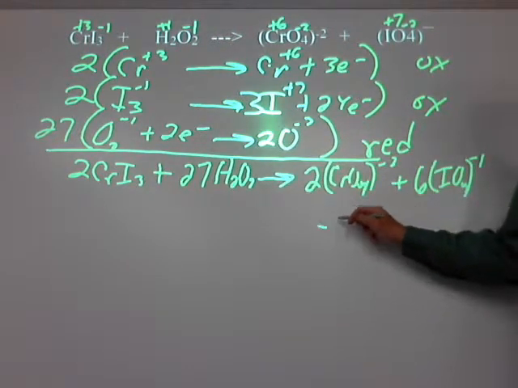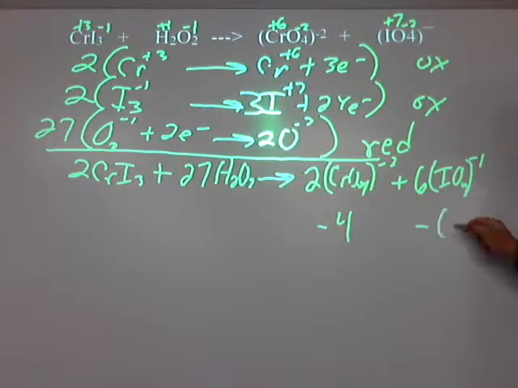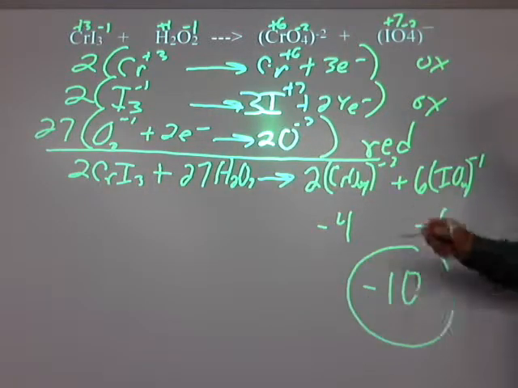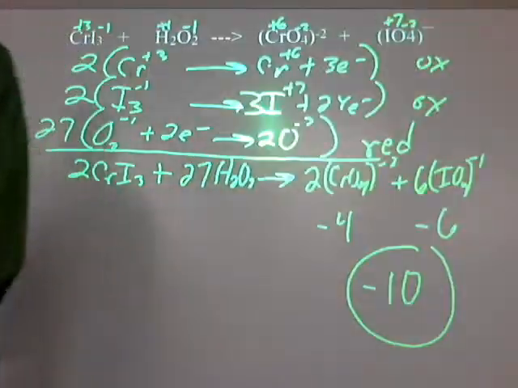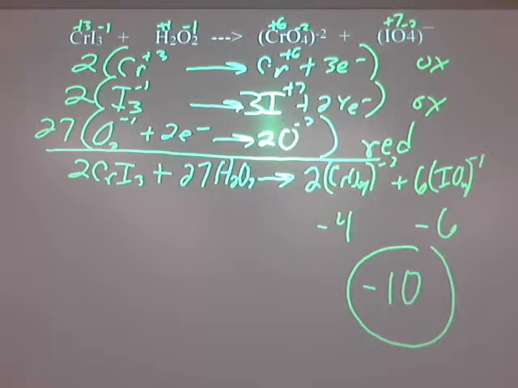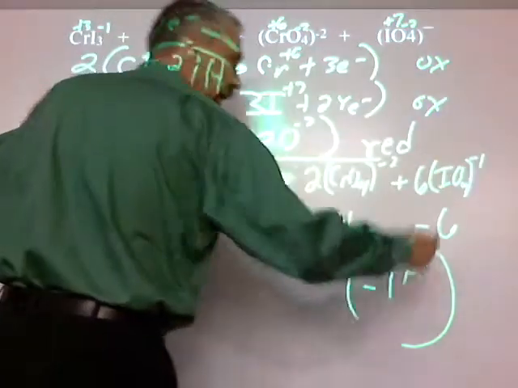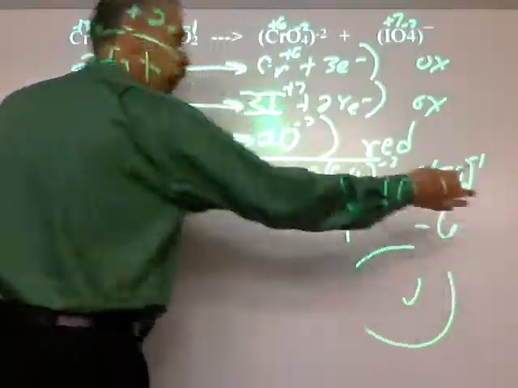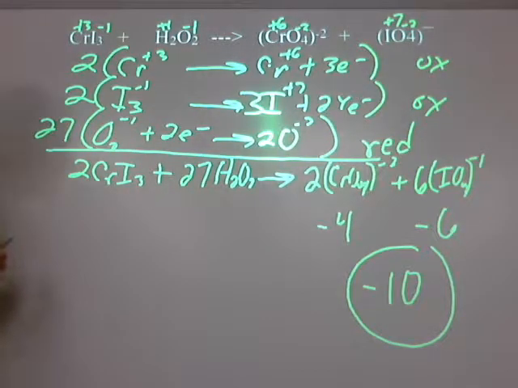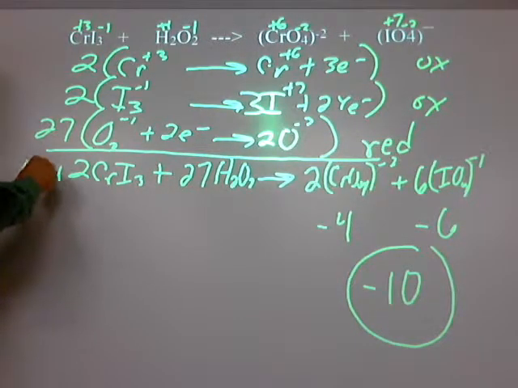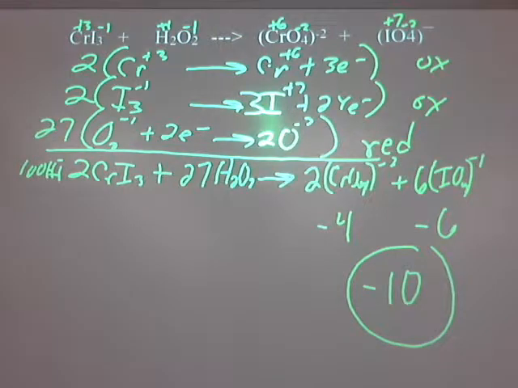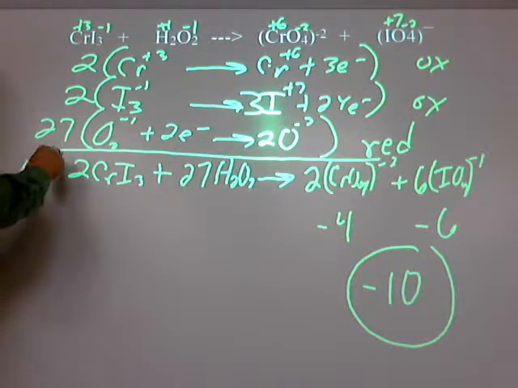2 times -2 is -4. 6 times -1 is -6. I have a -10 on that side. I can add OH minuses, OH negatives. What side will they have to go, and how many will I need? Not the right side. If I put them on the right side, I'll have -20 over there and 0 over here. I'm going to need 10 OHs here. And what do I have to be careful of when I write that? What does that look like now? 10 OHs. Make sure you put parentheses around that.